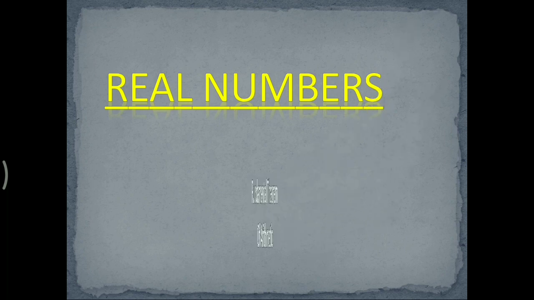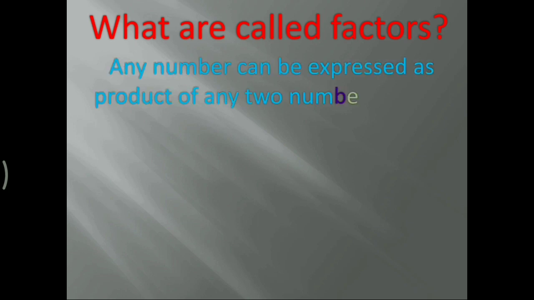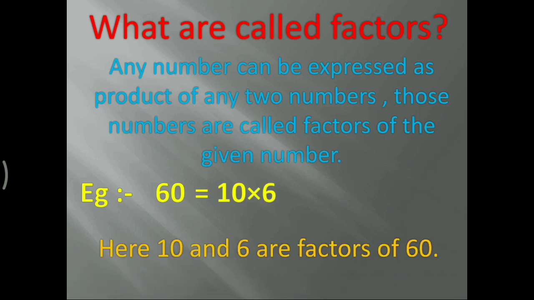Welcome to this second session. In this session, we are going to discuss real numbers, particularly the fundamental theorem of arithmetic. Let's start. Before stepping into the actual topic, let us discuss factors. What are called factors? Any number can be expressed as a product of two numbers. Those numbers are called factors of the given number. Let us have an example: 60 is equal to 10 into 6. Here 10 and 6 are factors of 60.